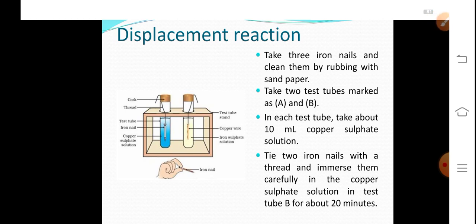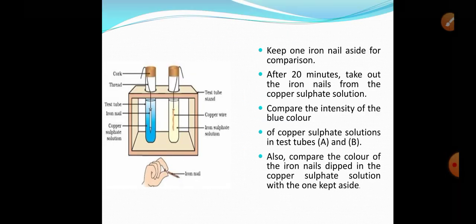So, in this activity, what we have to do? We have to tie iron nail with a thread and immerse it in only one test tube, that is test tube B. Now what will happen? Let us look at the observation. Keep one iron nail aside for comparison. So we have taken 3 iron nails and we have to keep one iron nail aside for comparison.